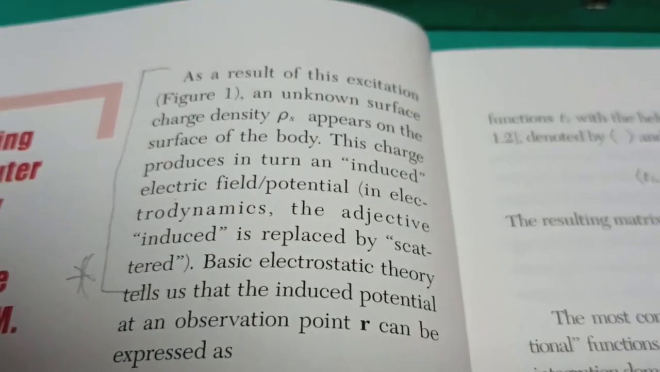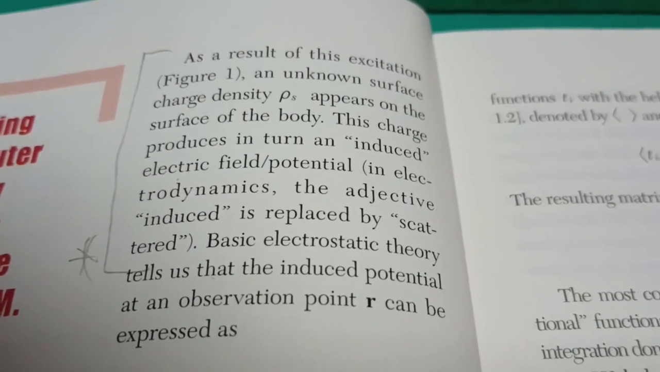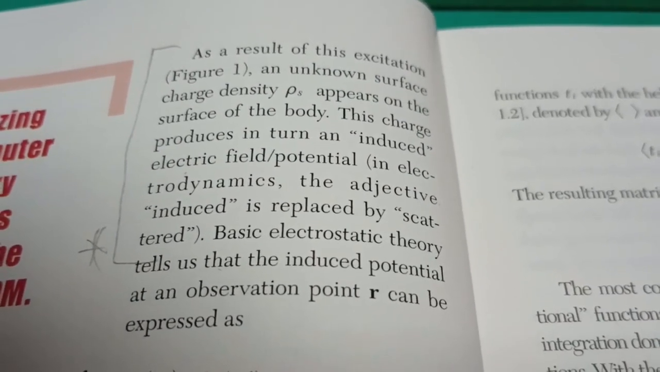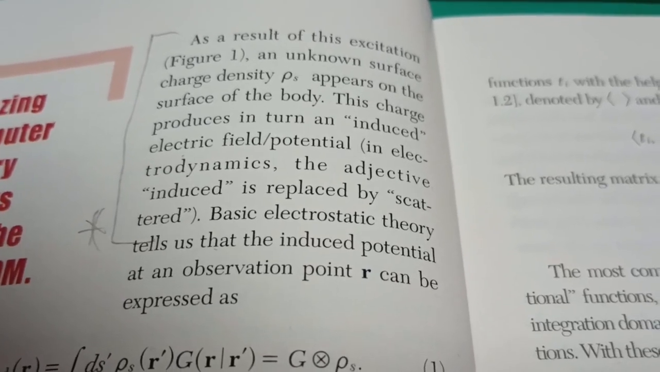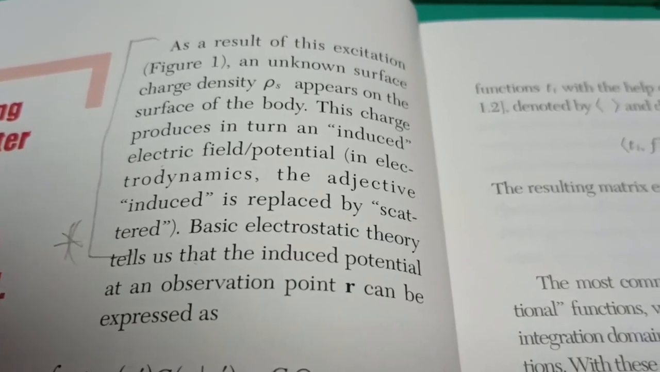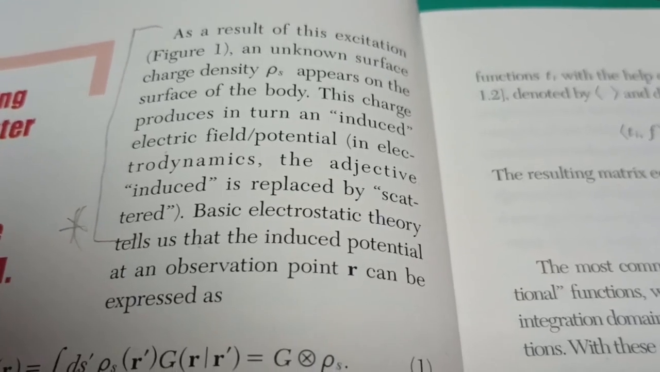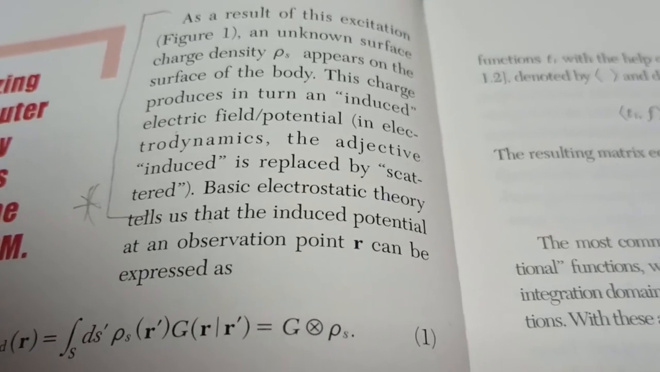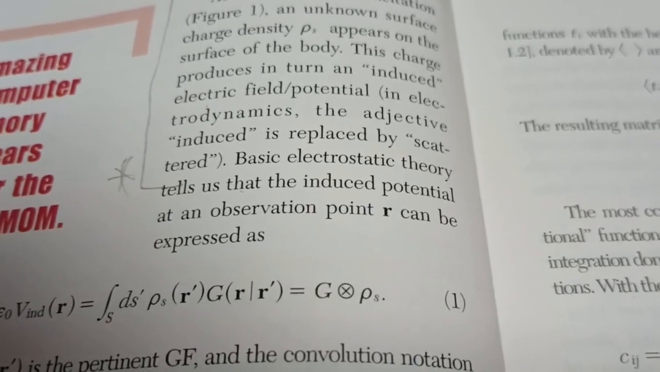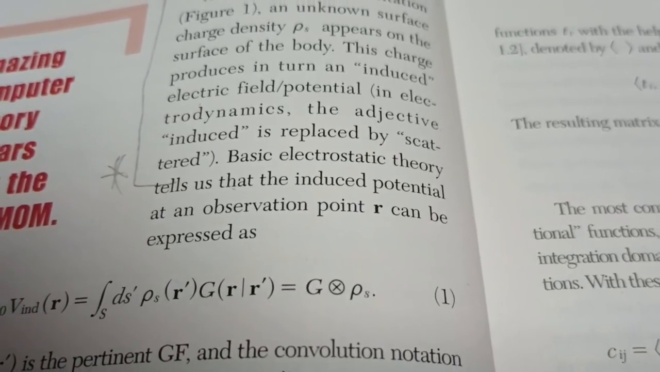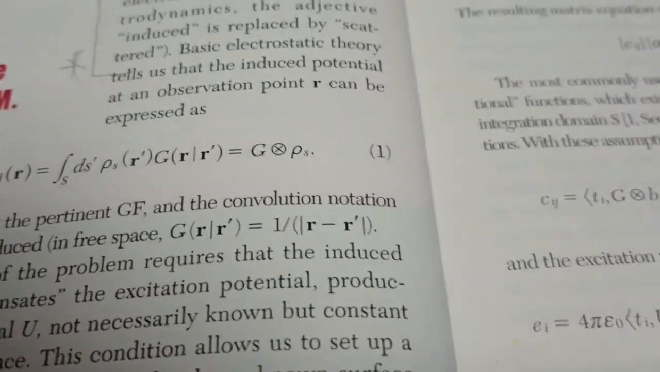As a result of the excitation, an unknown surface charge density, rho sub S, appears on the surface of the body. This charge produces an induced electric field potential. Induced. The field lines come and they induce something in the body. In electrodynamics, the adjective induced is replaced by scattered. You've probably heard me talk about scattering. We don't like scattering in antennas. That means it scatters energy to the four winds.